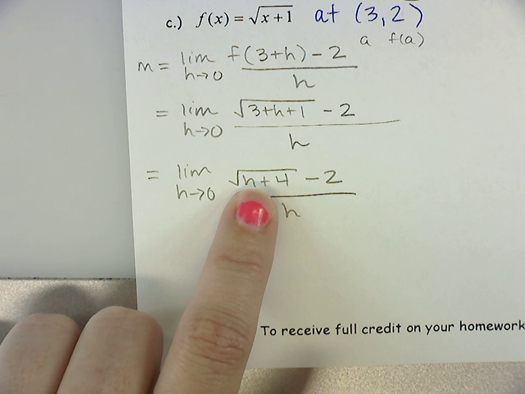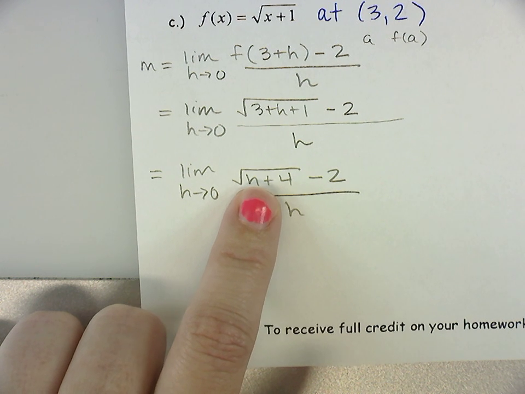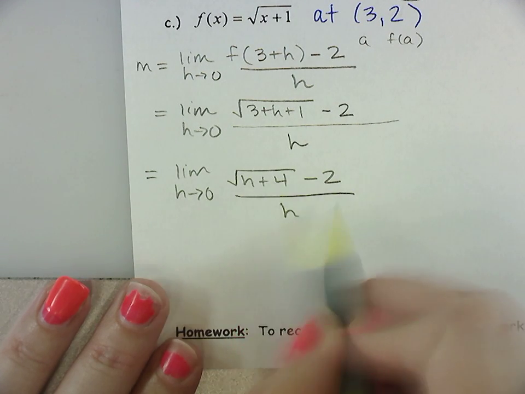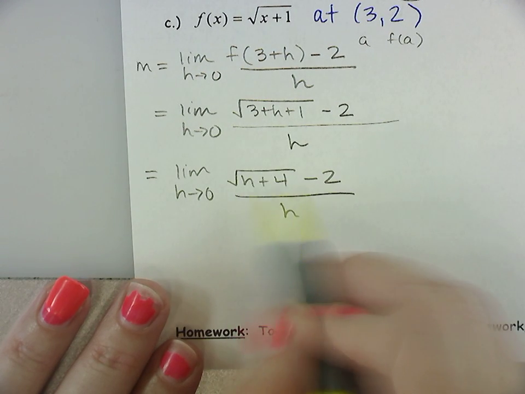If you don't believe me, if h was 5, 5 plus 4 is 9, and the square root of 9 is 3. So is the square root of 5 plus the square root of 4 going to be 3? No. The square root of 4 is 2, and the square root of 5 is not going to be 1, so they're not going to be equal.